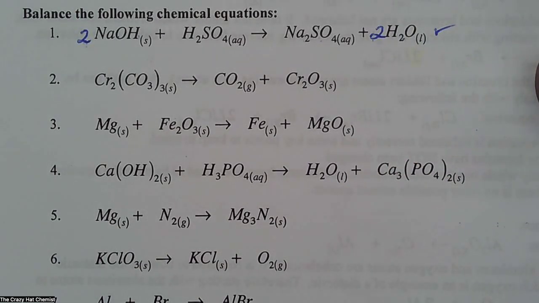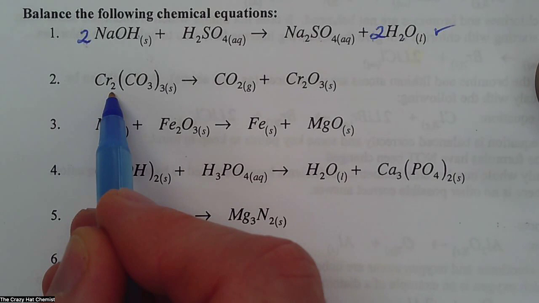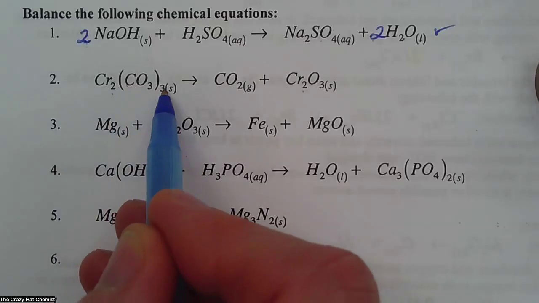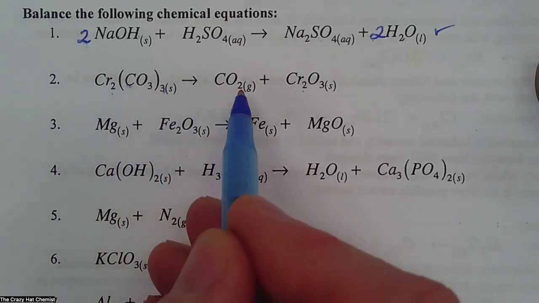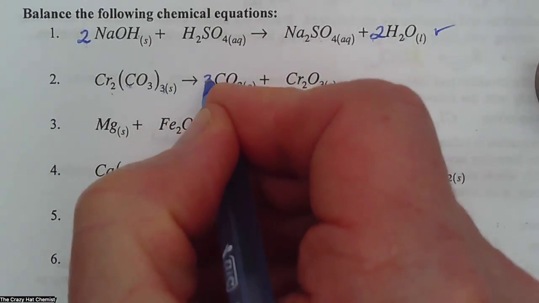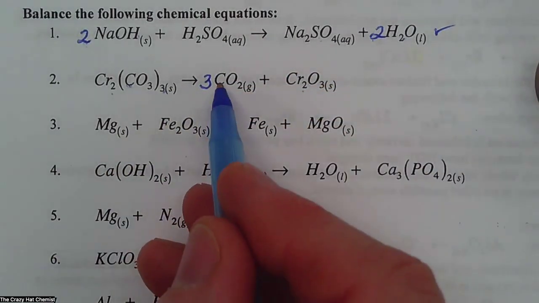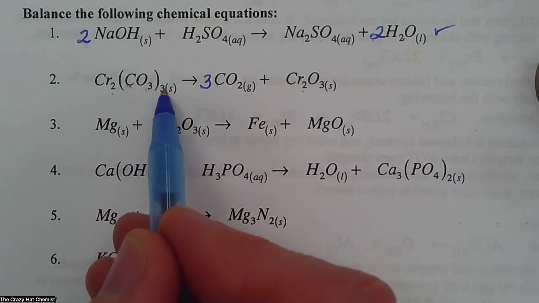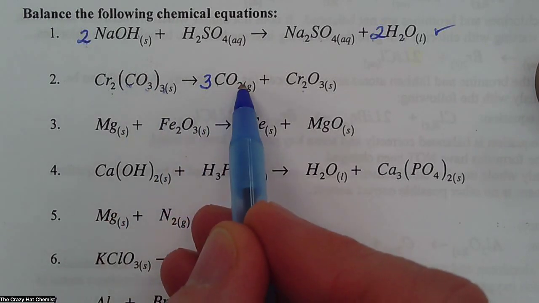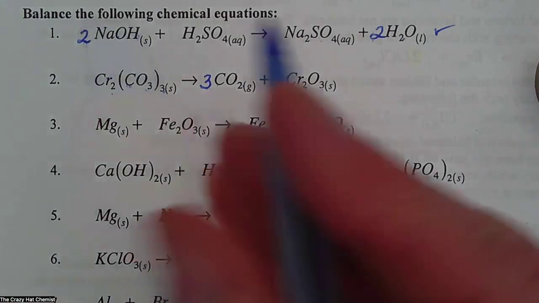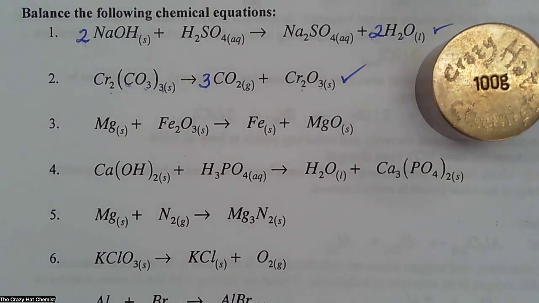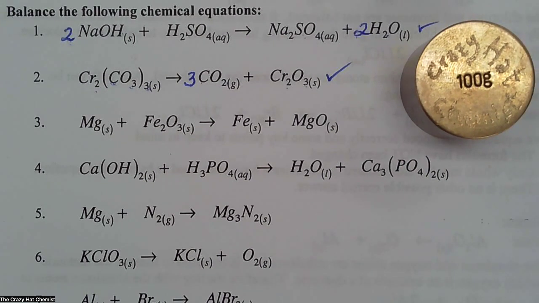Let's get the next one here. Chromic carbonate. Okay, there are 2 chromiums here on the reactant side, 2 chromiums on the product side. There are 3 carbons on this reactant side, and there's only 1 carbon. So I'm going to place a 3 in front of this carbon dioxide. That will give me 3 carbons on that product side. There are 9 oxygens. 3 times 2, that's 6. Plus 3, that's 9 oxygens. Check. That one is now balanced as well. Okay. Perfect. Let's go for the next problem here.